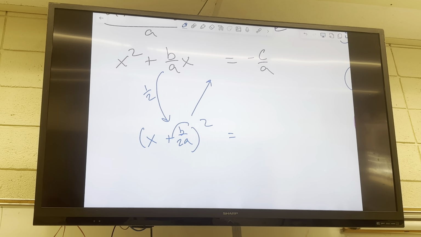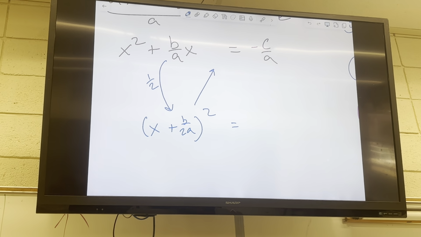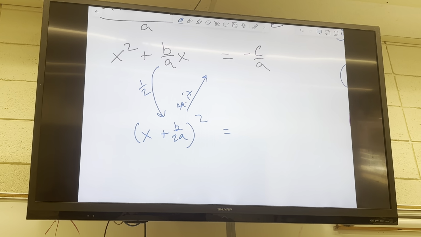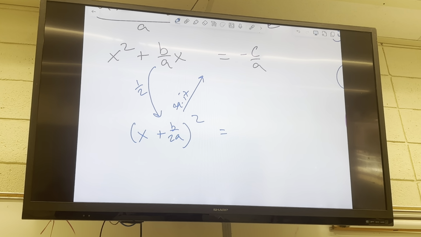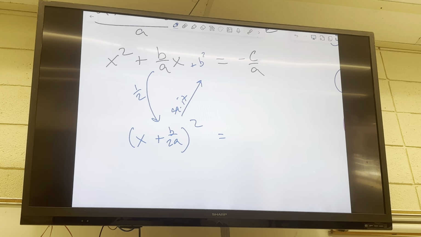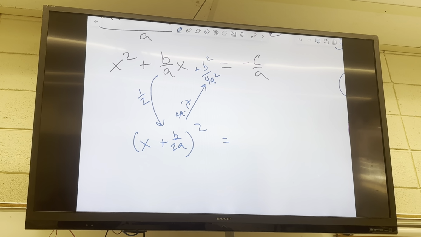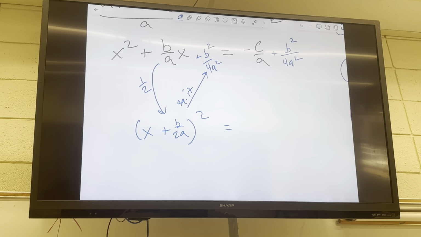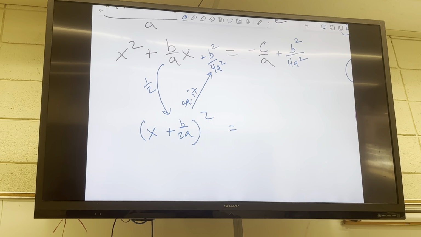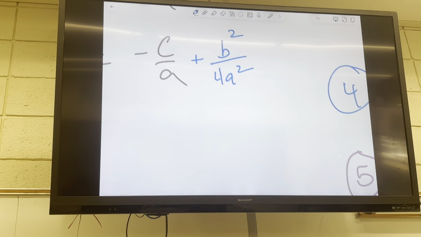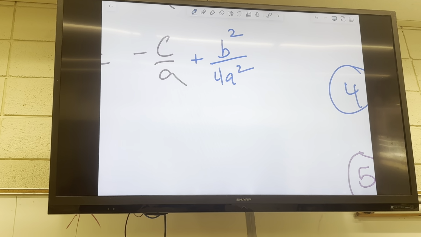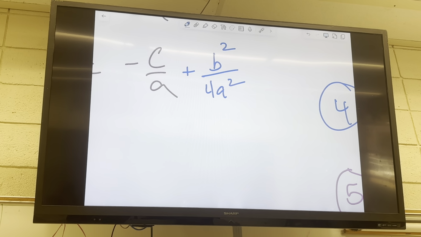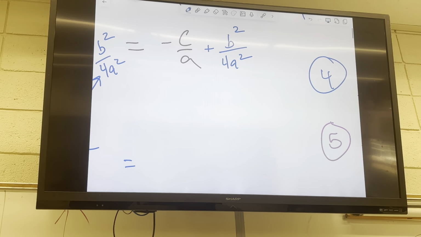So you square this term, b over 2a squared, which comes out to b squared over 4a squared. So we're going to add b squared over 4a squared to both sides. Now the next tricky part is actually adding those two expressions together. But you should have a much better idea of what we do with that since we've been adding and subtracting rational expressions this past week. So now that should make a lot more sense to you.